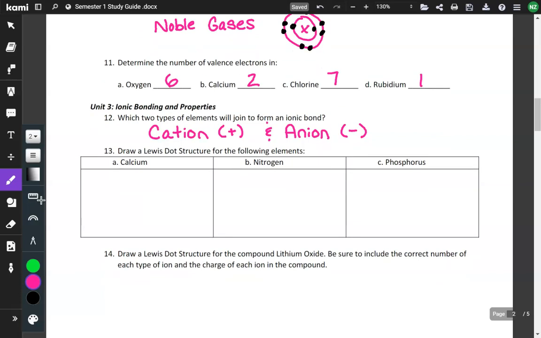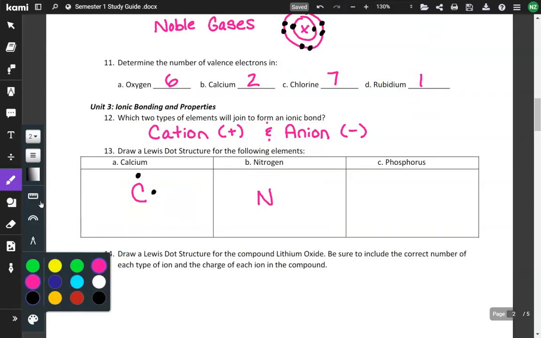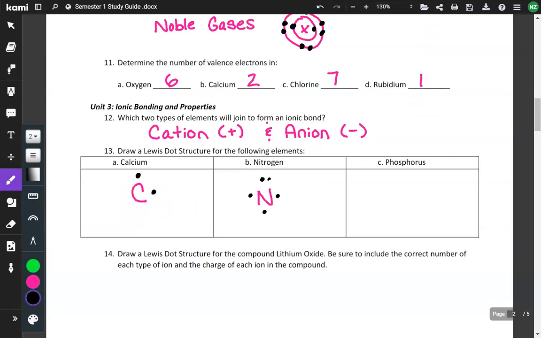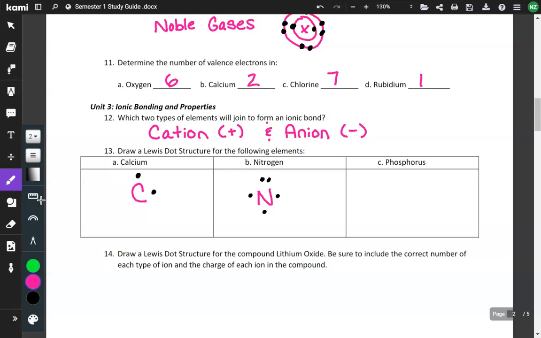Okay, so we know that calcium has 2 valence electrons. So if I were to draw a Lewis dot structure, it is going to have 2 dots, just like that. Nitrogen. I go and look at my periodic table. 1, 2, 3, 4, 5. Gets 5 dots. And we always want to go around and give each side 1 before we start to double them up. You should never have 2 lumped on one side if you don't have enough for everybody. Okay, phosphorus. 1, 2, 3, 4, 5. Phosphorus is also 5.